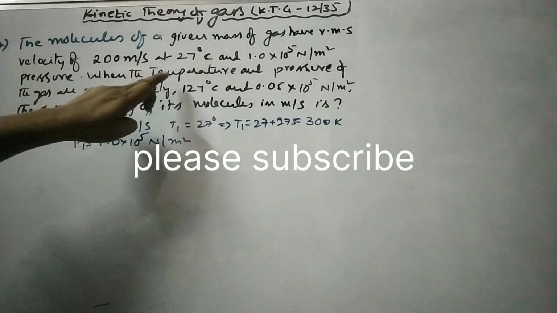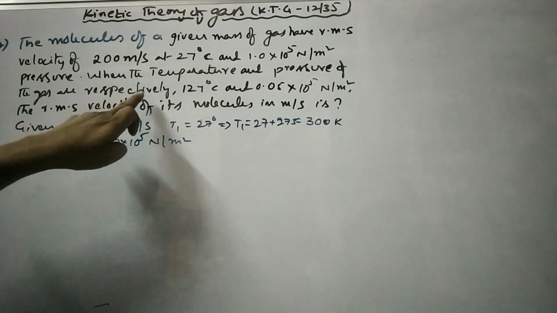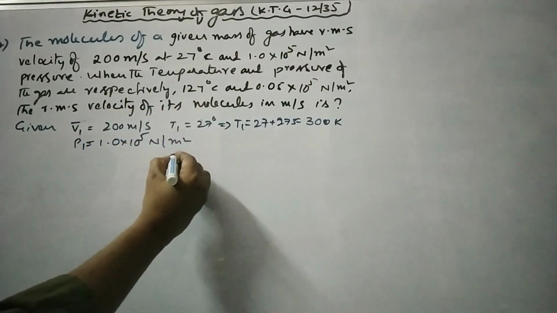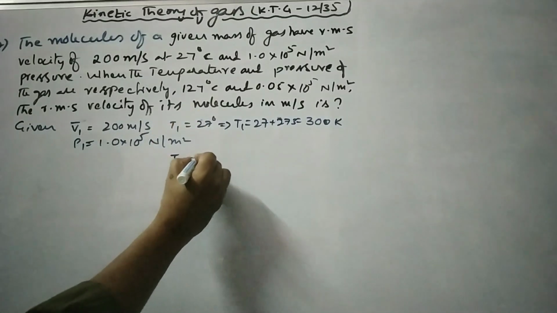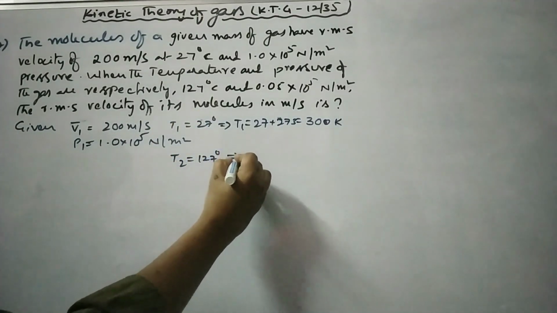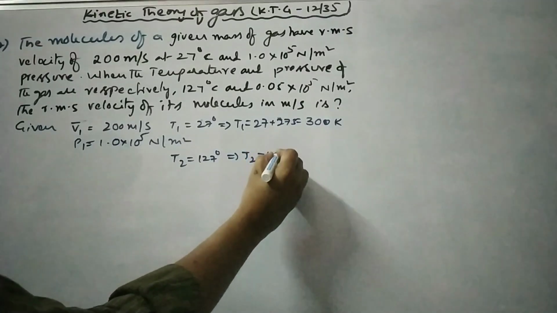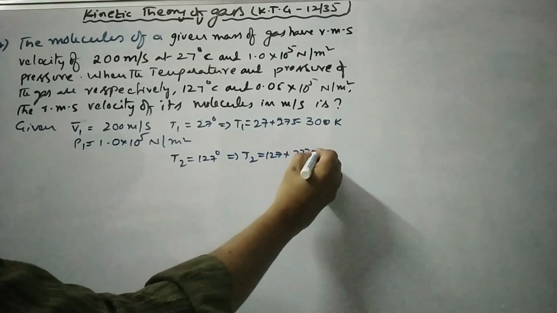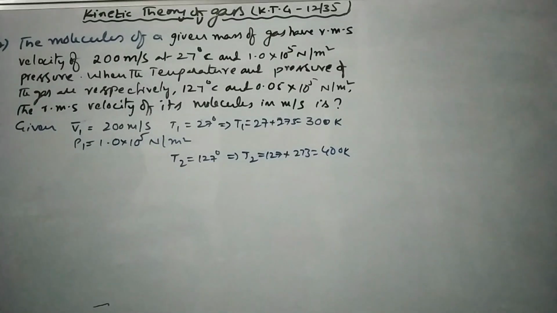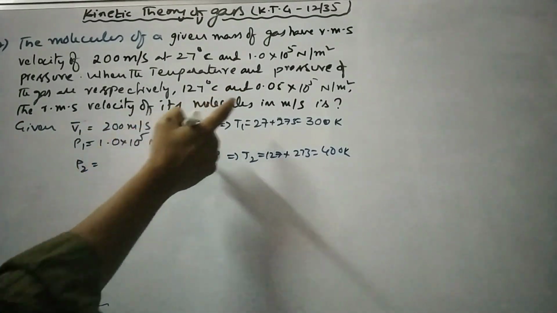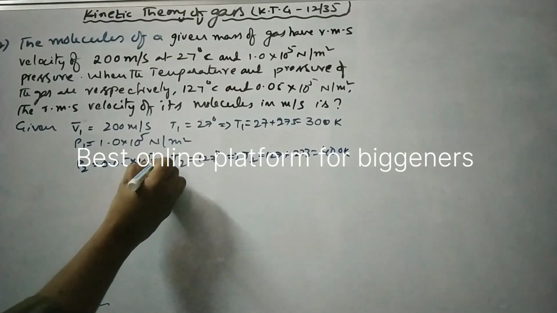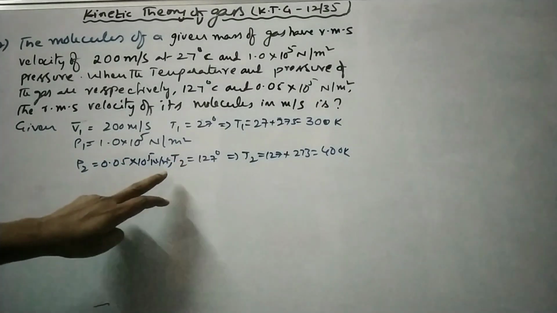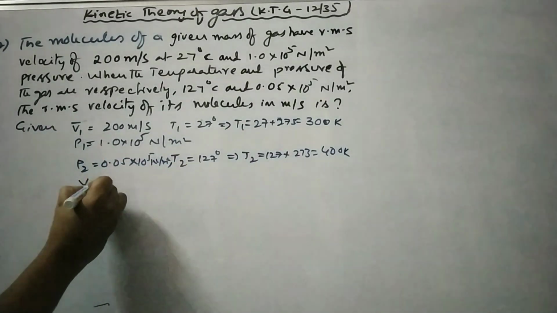Now when the temperature and pressure of the gas change, the temperature changes from 27 degrees Celsius to 127 degrees Celsius. That means T2 is equal to 127 plus 273, which is 400 Kelvin. And pressure is also given: P2 is equal to 0.05 into 10 power 5 Newton per meter square. This is given. And what is the RMS speed?